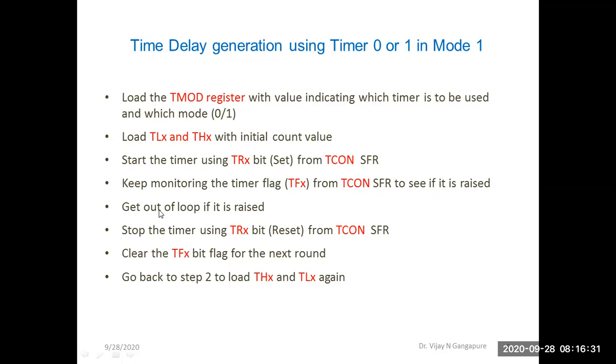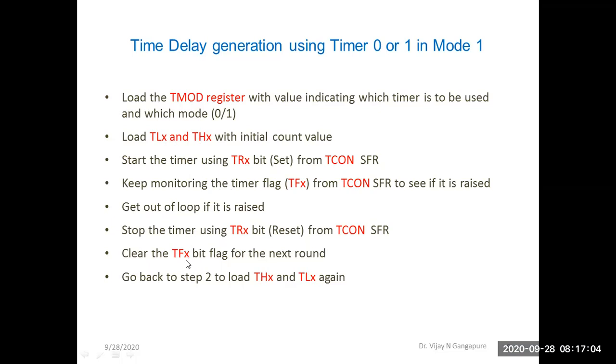So this TF flag bit will get set when the count in the TL and TH registers rolls over from all ones to all zeros, that is from FFFF to 0000. When this happens, this TF flag bit will get set and you have to get out of the loop. Then you have to stop the timer by resetting the TR bit in the TCON SFR, then clear the TF bit, because it was set due to the rollover of the count in the timer registers.